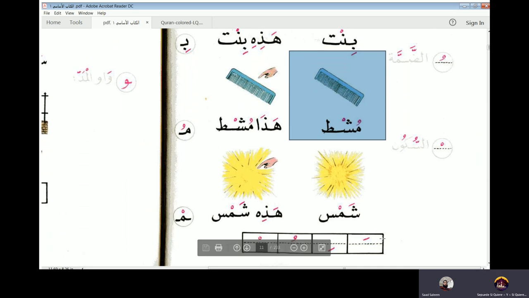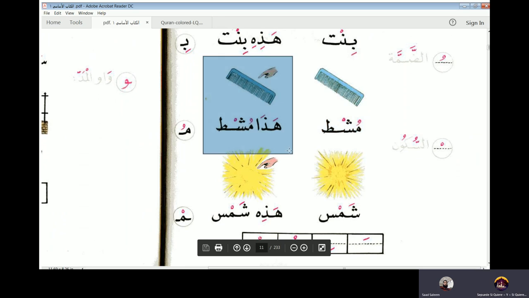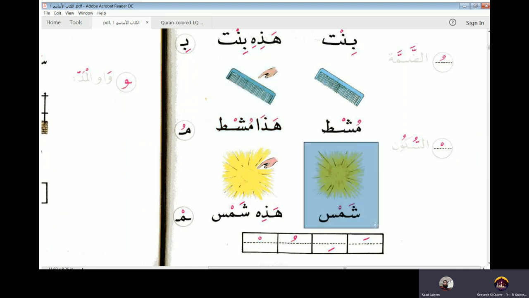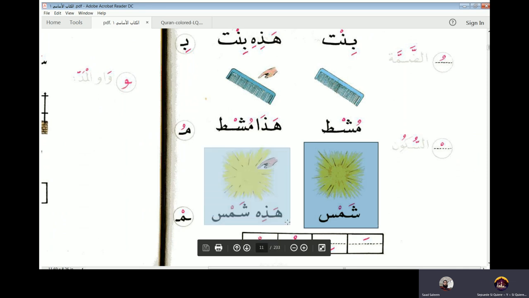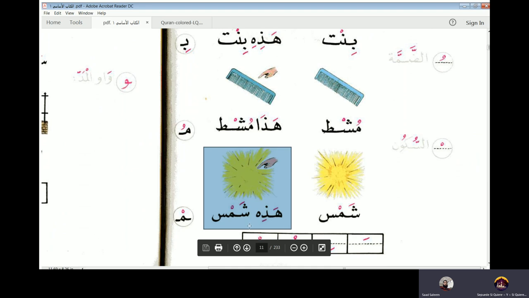Mushtun, a comb. Hada mushtun. This is a comb. Shamsun, a sun. Hadihi shamsun. This is a sun.